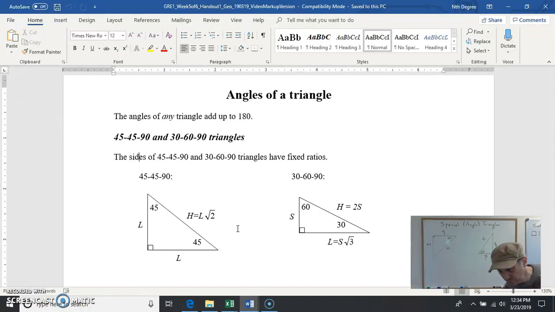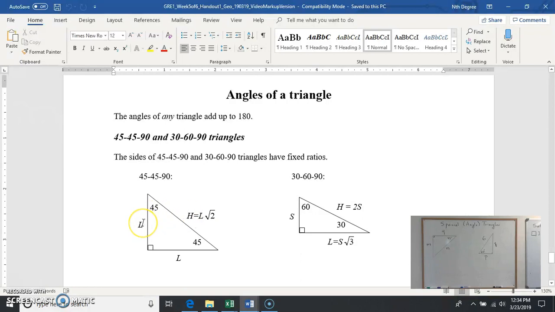Okay, so take a look at the 45, 45, 90 triangle. You'll notice that I've labeled two of these legs as L. I've used the same letter. That's not a coincidence, because remember, same letter means same number. So this is the isosceles right triangle. Isosceles means two angles are the same, two sides are the same. So for example, if this side is 7, then this side is 7. And then your hypotenuse will have the formula h equals L times the square root of 2.